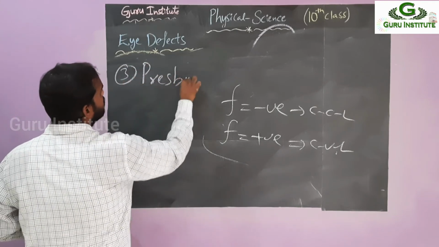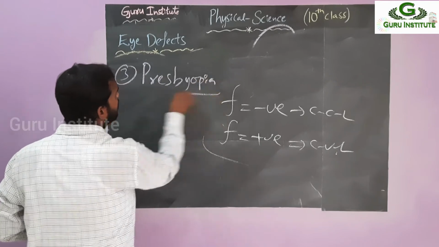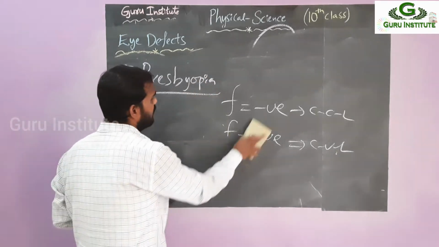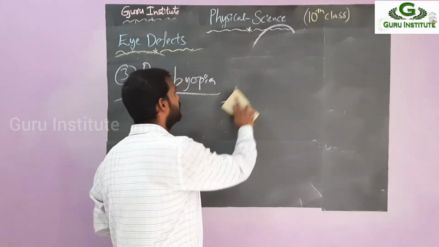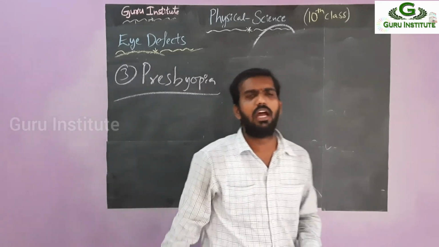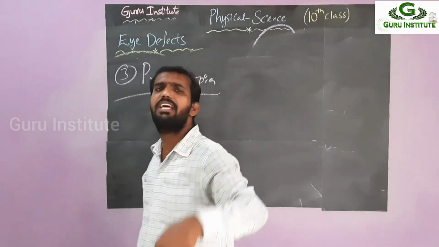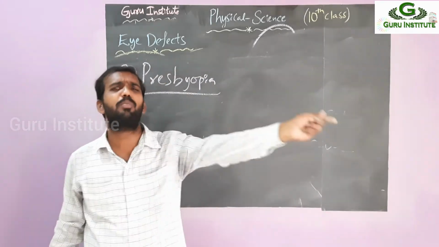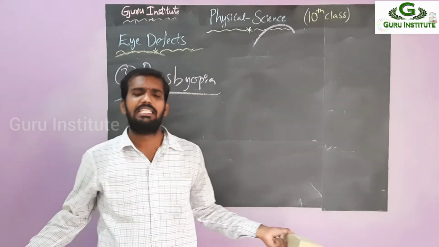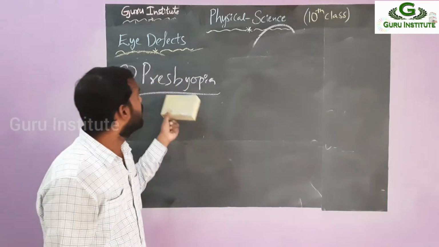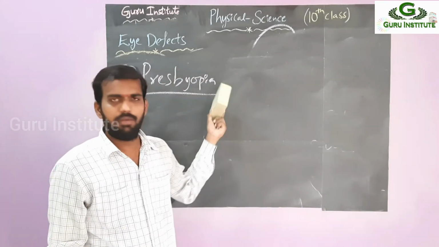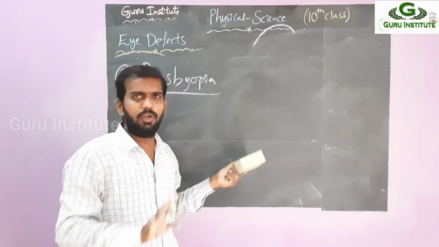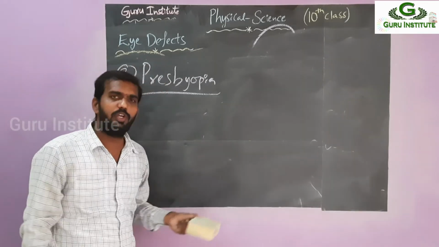presbyopia. For this one there is no need of a picture. Why? Because of the two pictures. A person who has both defects, that means who cannot see far objects as well as near objects, that is, who is suffering with the myopia defect and the hypermetropia defect, that's why he is suffering with the defect of presbyopia. Then the pictures are the same, both myopia and hypermetropia. No need to draw this one. This will be asked for only 2 marks.